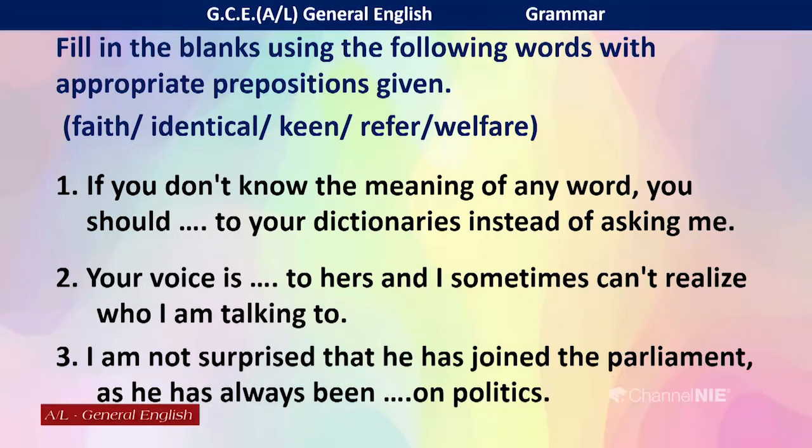So I am going to read all these sentences. If you don't know the meaning of any word, you should blank to your dictionaries instead of asking me. Second one, your voice is blank to hers and I sometimes can't realize who I am talking to. Third one, I am not surprised that he has joined the parliament as he has always been blank on politics.